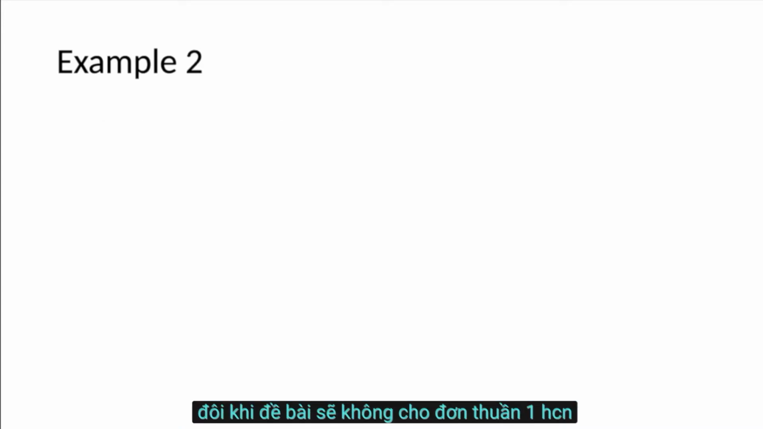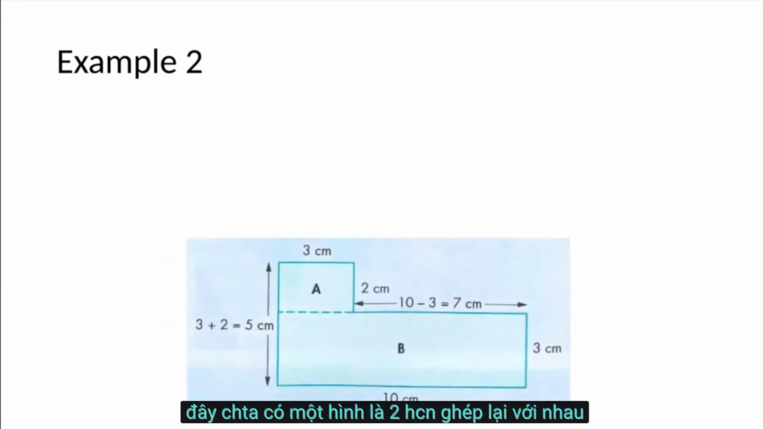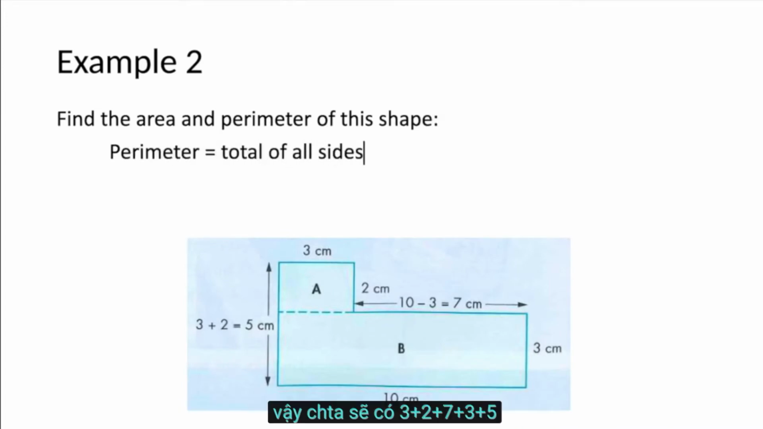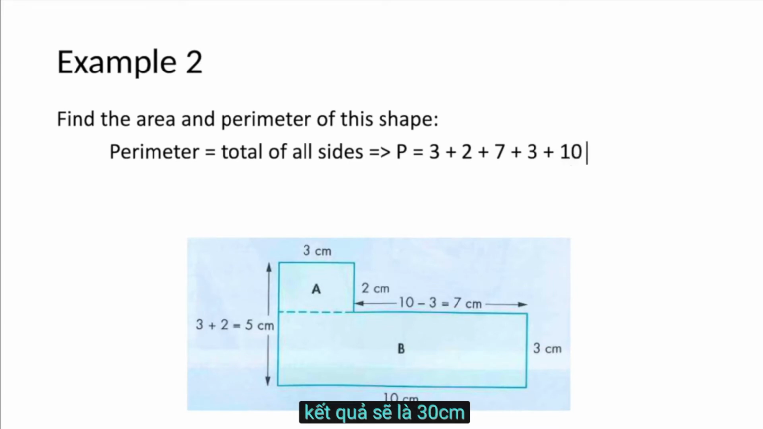Sometimes the question won't give you just a regular rectangle, but an irregular shape. Here, we have a shape that is made of 2 rectangles. To find the perimeter of this shape, just add all the sides together. So you'll have 3 plus 2 plus 7 plus 3 plus 10 plus 5. Your result should be 30 centimeters.